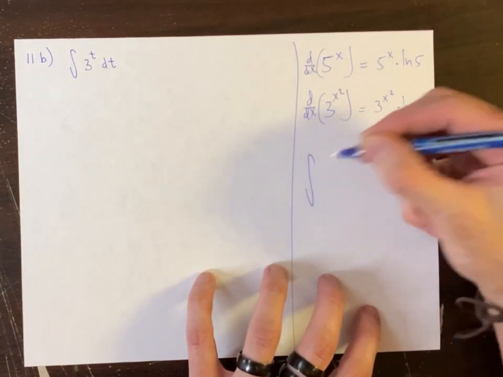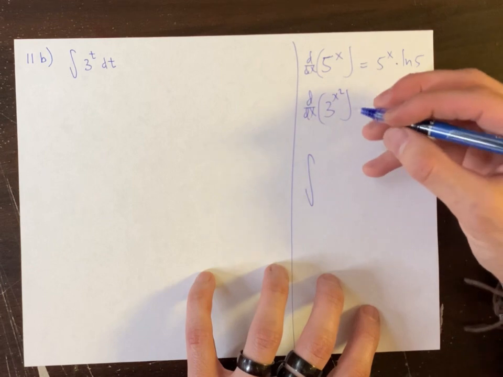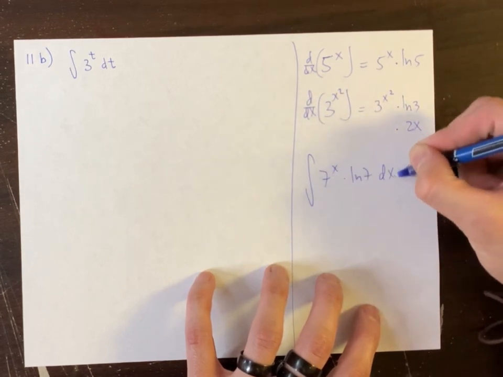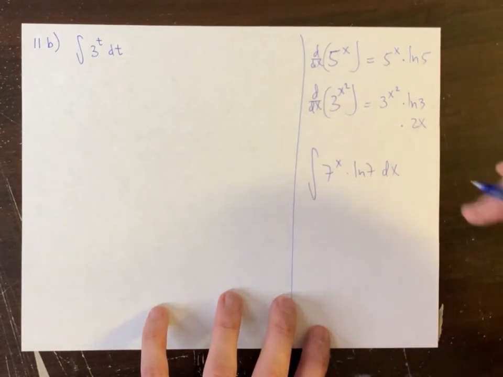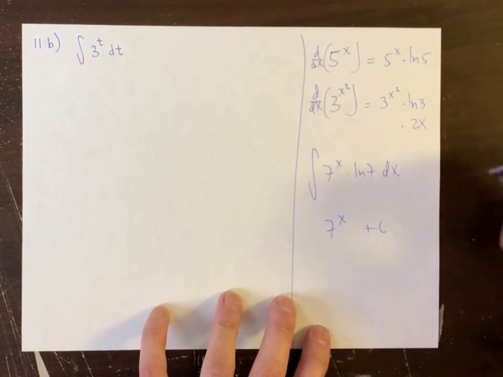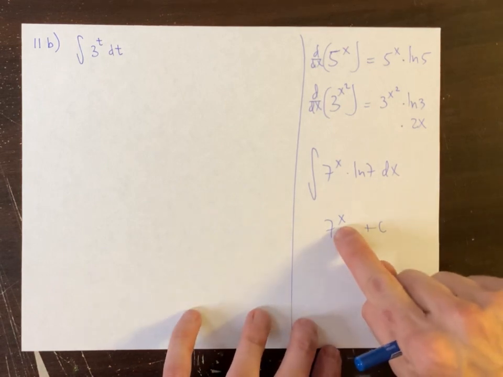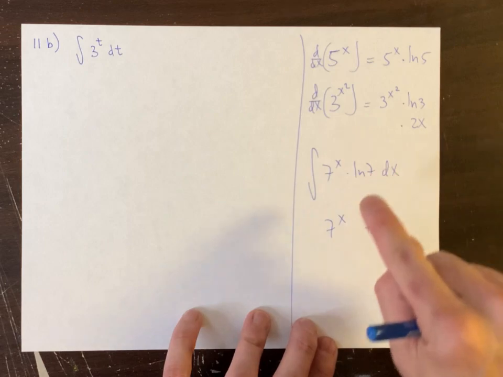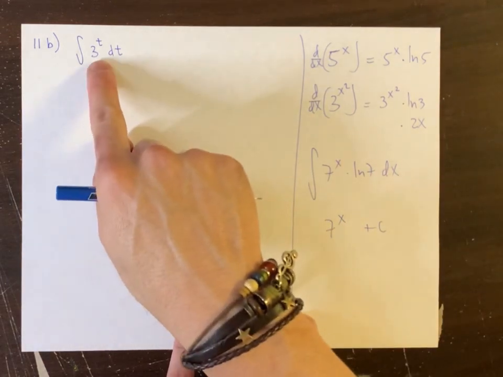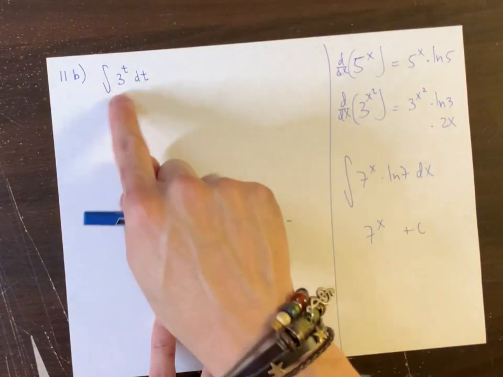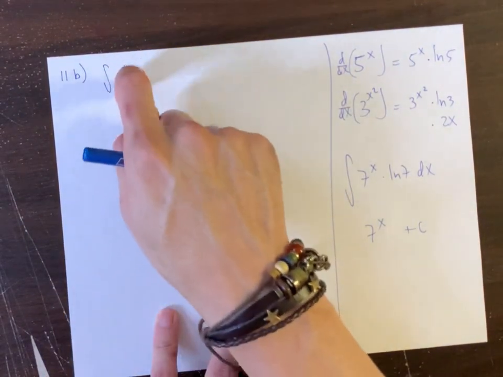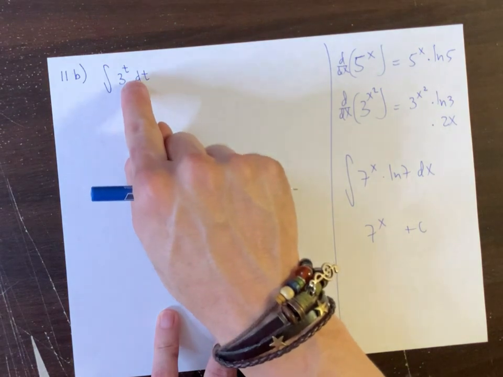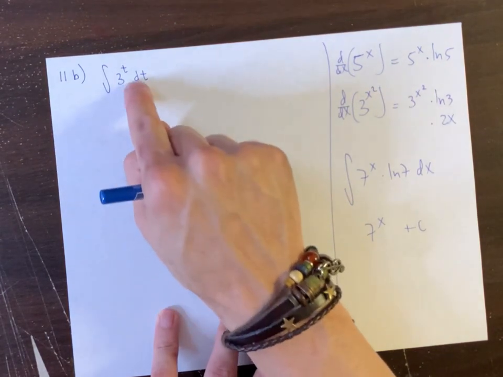So what if you saw something like this? What would be the antiderivative of something like 7 to the x times ln of 7 dx? Can we agree that the antiderivative of that would just be 7 to the x, right? Because the derivative of this would be itself with ln of 7. So if I have something that looks like that, I can go immediately here. That's kind of what we have here, right? That kind of looks like that, but this is missing something. This is missing that ln piece. I really wish that I had an ln 3 right there.